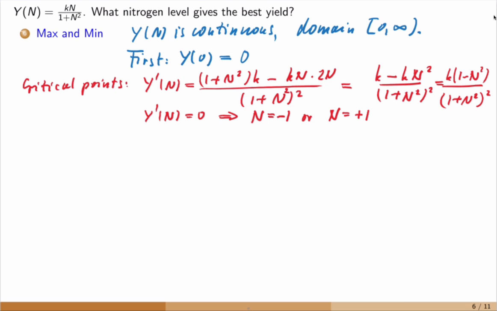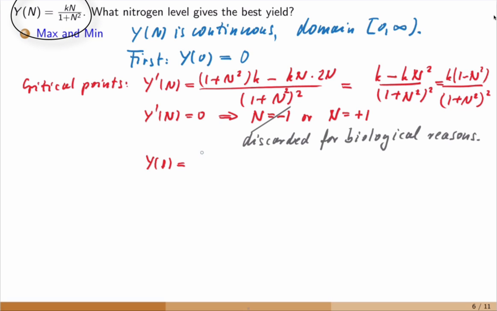But we earlier said a negative nitrogen concentration doesn't make any sense. So n equal to minus 1 is discarded for biological reasons. Okay, but the other point, n equal to 1, is relevant. And so when we evaluate the function at 1, the yield becomes k divided by 1 plus 1, so this is k half. Now we would like to know if this is a max or min or neither of those. So we have two tests. We can use the first derivative test or the second derivative test.